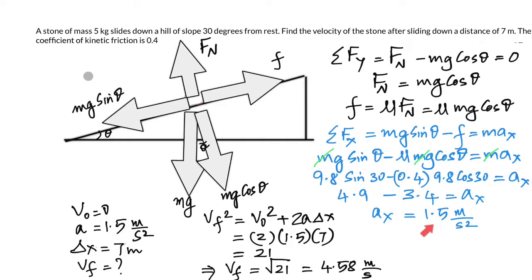Since we know the acceleration, now we can apply kinematics and find out the final velocity. Again, you use the same equation as before. We know that the initial velocity is 0 because it starts from rest, and so you have 2 times the a that we got, which is 1.5 times 7, gives 21. Take the square root of 21, you get 4.58 meters per second.